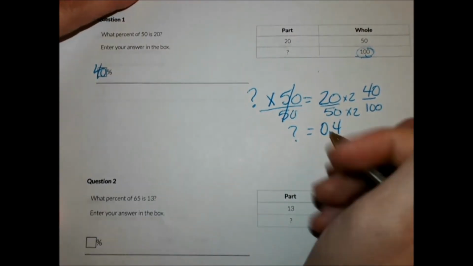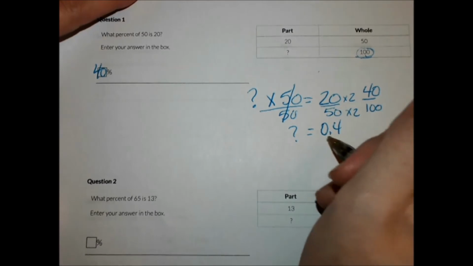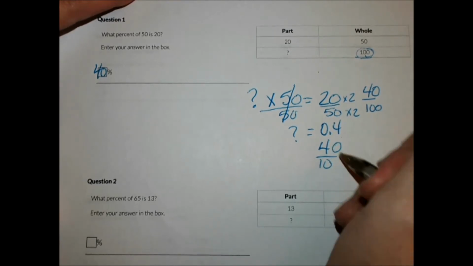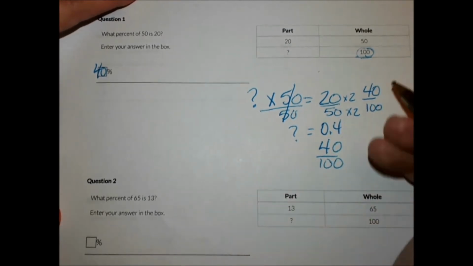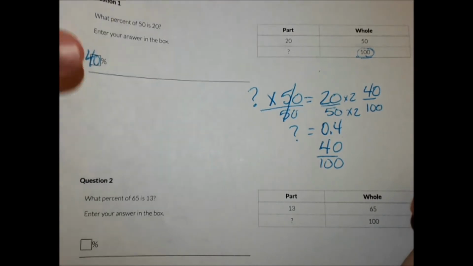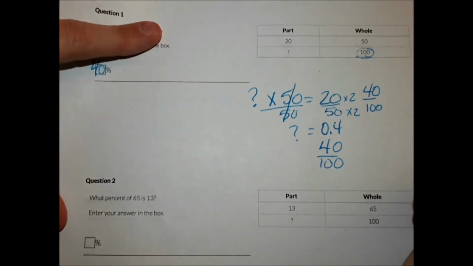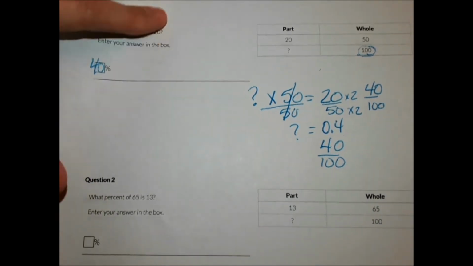If you looked right here, you could say, okay, I know that this is part of 100. So this would be 4 over 10 or 40 over 100. So you get the exact same answer either way you do it. I just wanted you to see both ways there. Okay, let's look at number 2.